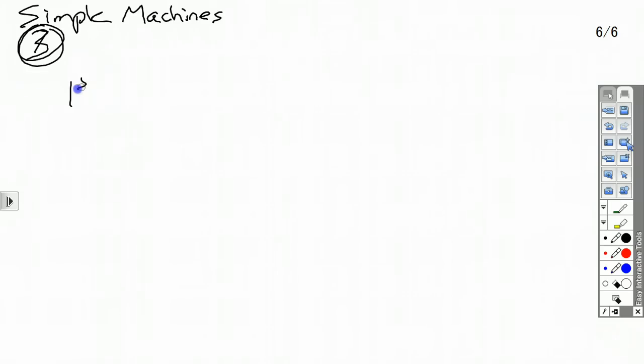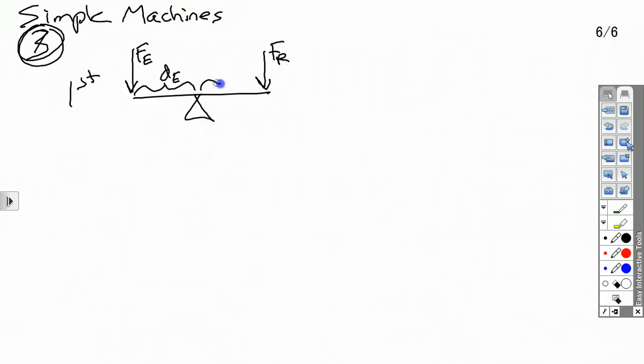All right, so first, classic seesaw. One side is going to be your effort. Doesn't matter if that's pointing up or down. The effort distance is on the same side. The other side is going to be the resistance. Again, it doesn't matter if it's up or down. And this is your resistance distance. So FR and DR go together, FE and DE go together.